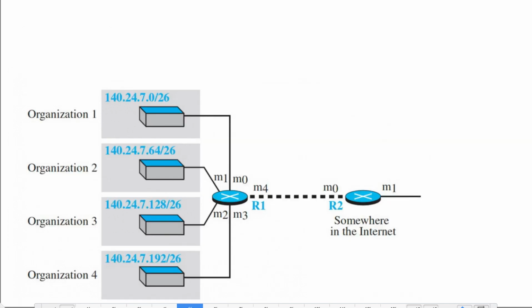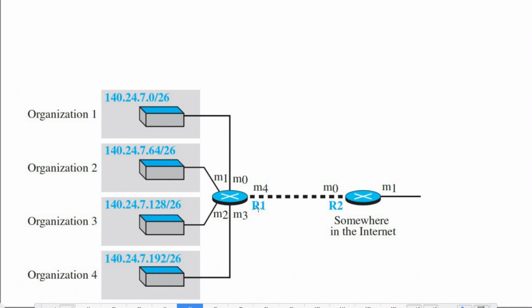Now let's see this scenario. I have two routers, R1 and R2. R1 is connected to 4 networks which are like this. R2 is connected to R1 which is like this. So for R2 there are two interfaces, M0 and M1. For R1 there are 4 interfaces, in fact 5 interfaces, M0, M1, M2, M3 and M4.